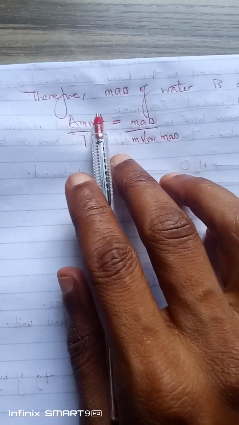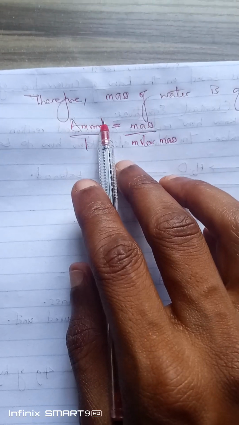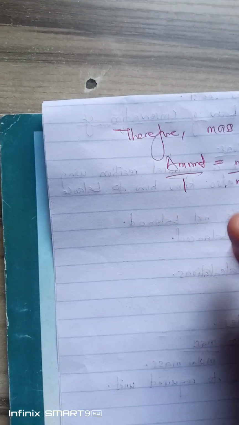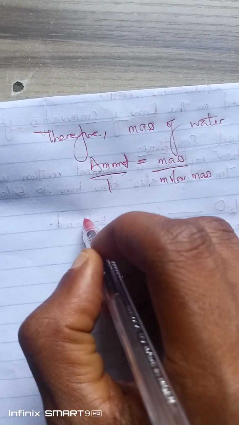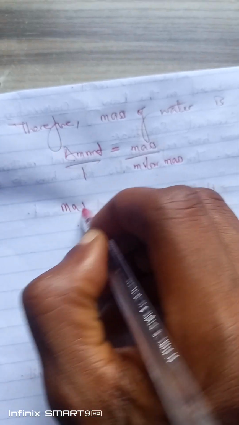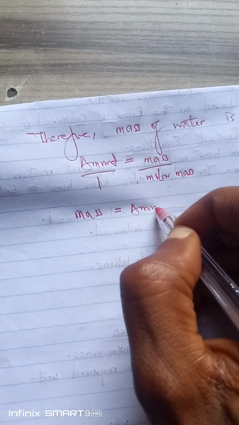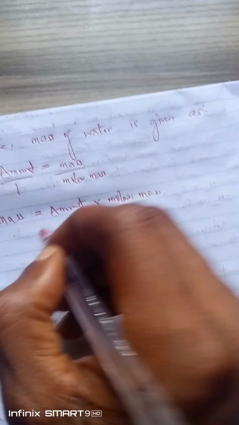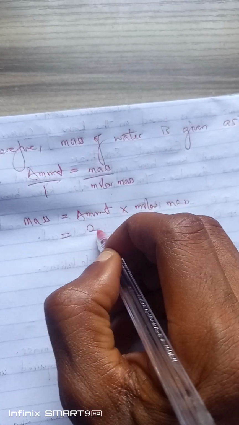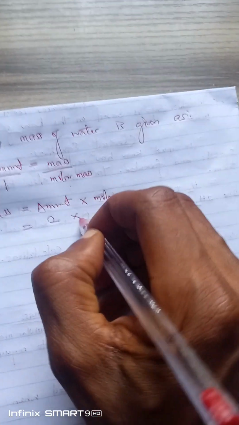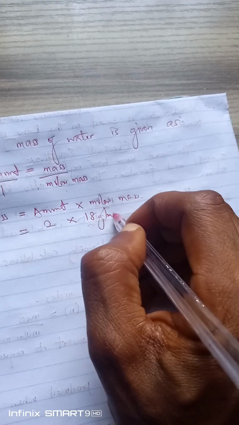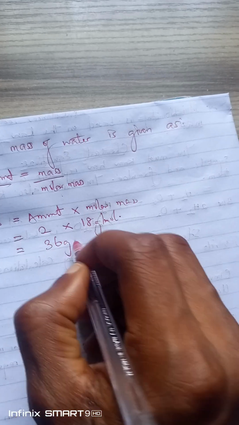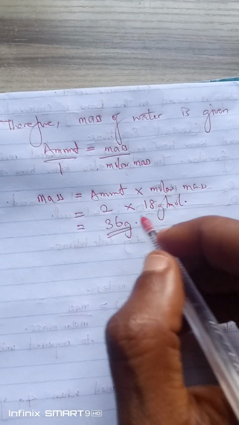So we come back to this formula. Amount, which is the number of moles, is equal to mass all over what? Molar mass. So since we are looking for mass of water, we will make mass the subject. So we say that mass is equal to amount multiplied by molar mass. And then the amount now is what? 2 mole. We multiply it by what now? 18 gram per mole, which will give us 36 gram. So the answer is 36 gram of water.